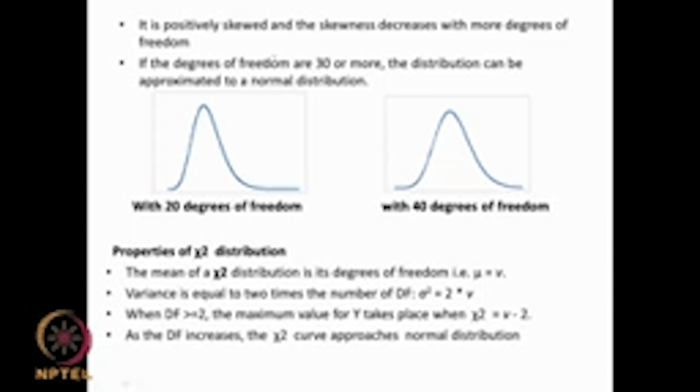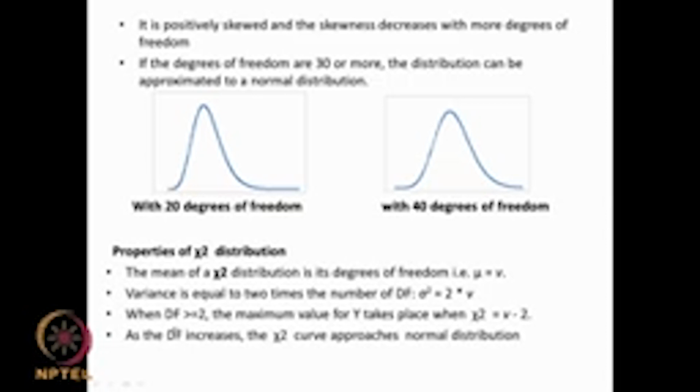So, the mean of a chi-square distribution is the degrees of freedom, that is mu is equal to this value nu, as it is called, that is the DF. Variance is equal to 2 times the number of degrees of freedom, so sigma square is equal to 2 DF. So, in a chi-square distribution the mean is equal to the number of degrees of freedom and the variance will be 2 times that.